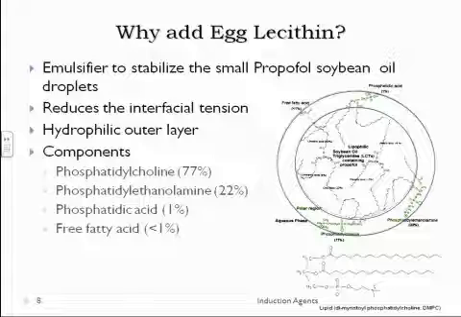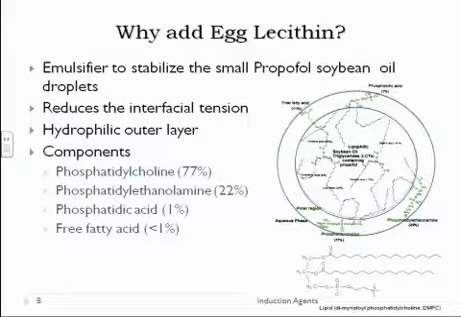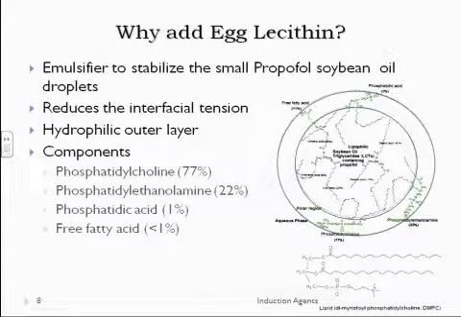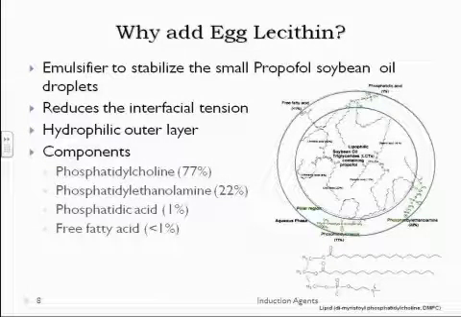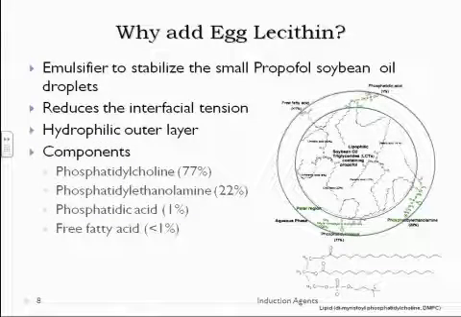If you did not add the egg lecithin to it, very rapidly the propofol would crack. The actual vacuoles would come together because the soybean oil would want to come together because they're all hydrophobic. Okay? But by adding the egg lecithin, you basically reduce the interfacial tension and you give this very nice characteristic to the vacuole. Okay? Does that make sense?